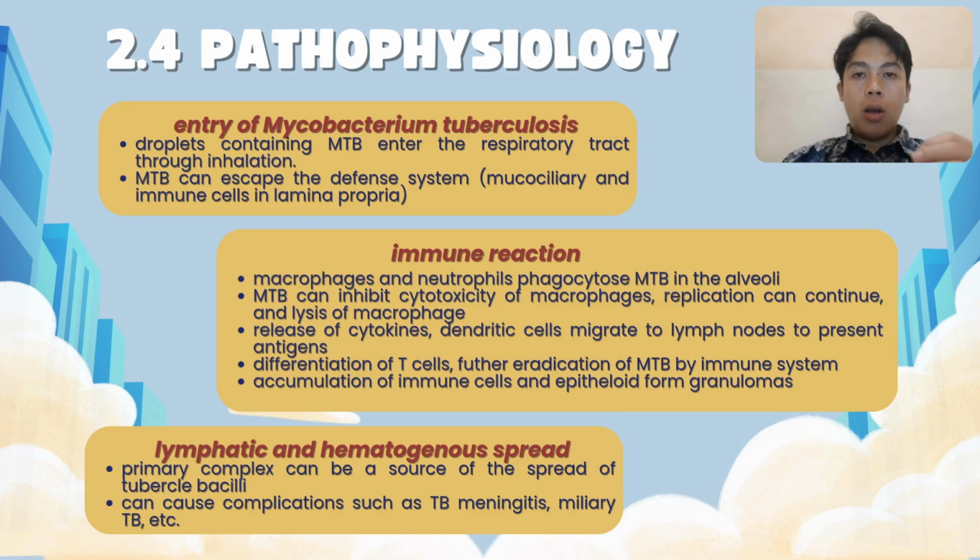And then the accumulation of immune cells and epithelioid cells form granulomas. Then the lymphatic and hematogenous spread. The primary complex can be a source of the spread of tubercle bacilli, and it can cause complications such as TB meningitis and miliary TB.